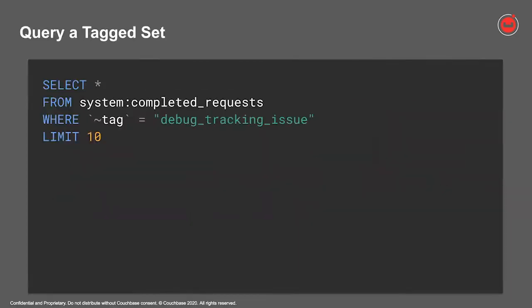And to look for a tag set in system completed request, once we've created it, I can simply add a predicate of where tag equals name of tag, in this case, debug tracking issue.